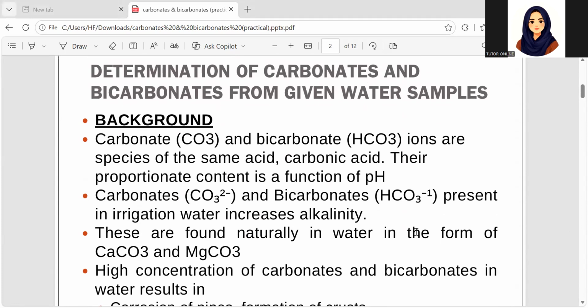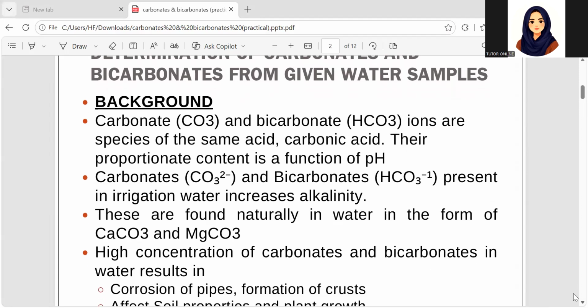Carbonate and bicarbonate ions are species of the same acid, carbonic acid. Their proportionate content is a function of pH. Carbonates and bicarbonates present in irrigation water increase alkalinity. These are found naturally in water in the form of calcium carbonate and magnesium carbonate.